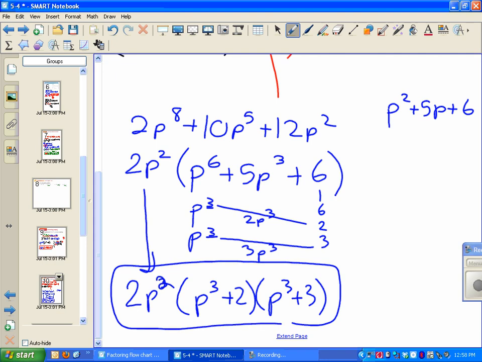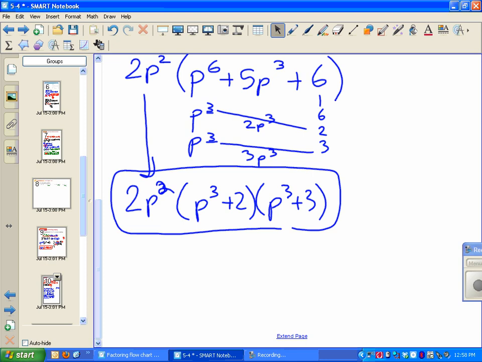Okay. Using Clinton's magic, let's see, we have p squared, let me rewrite this.